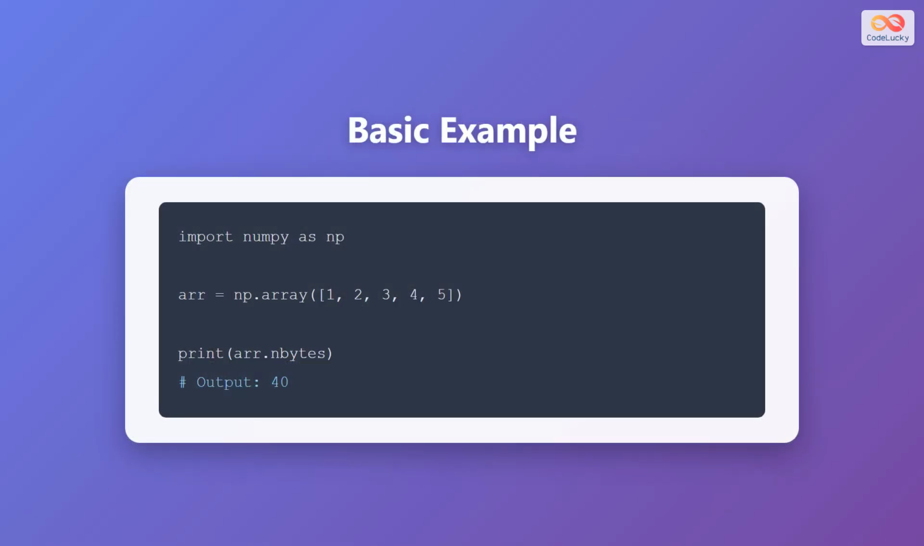Let's look at a practical example. We import NumPy and create a simple one-dimensional array containing 5 integers, 1, 2, 3, 4, and 5. When we access the nbytes attribute and print it, we get 40. This means our array consumes exactly 40 bytes of memory.